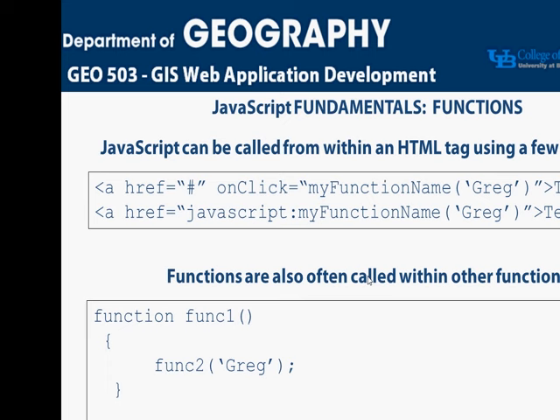Functions are also often called within other functions. It doesn't have to be from HTML. So here I have 2 functions, function1 and function2. The typo, that should be lowercase. I can call function2 from within function1 by simply referring to it by name and passing the argument. So from within function1, I just have func2, and they'll call it from there. You will have many cases where functions call each other like that.